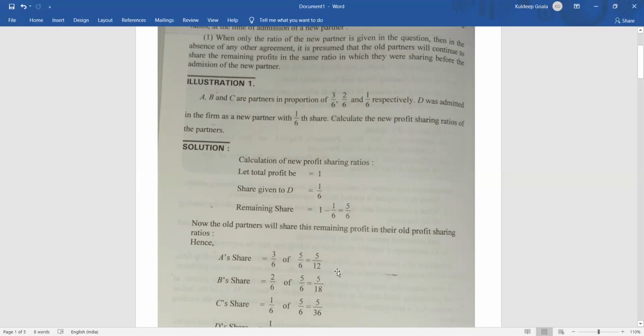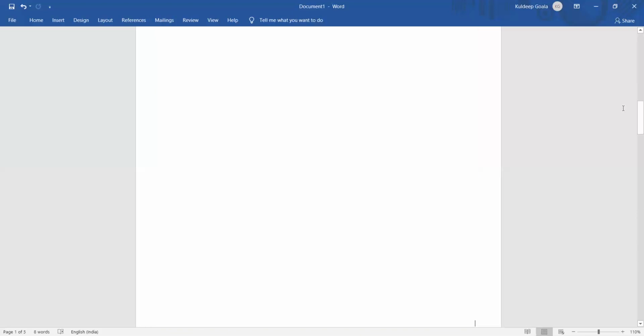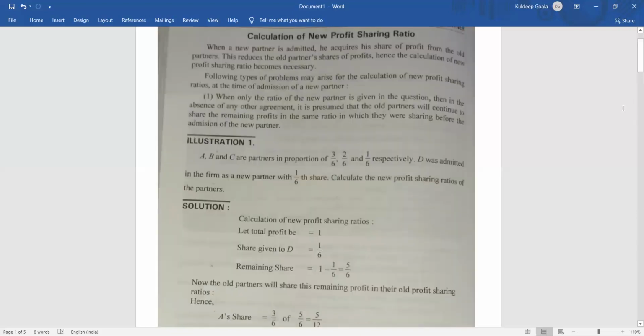1 by 6 or 5 by 6. So 1 by 6 of 5 by 6 is 5 by 36. So we will try to make the denominator the same, so that we can easily go for finding the numerator as our answer, right?